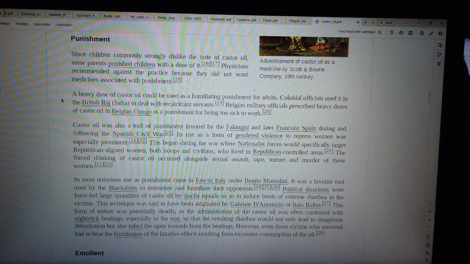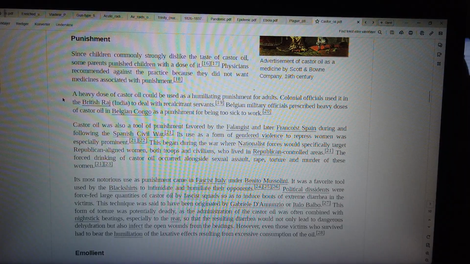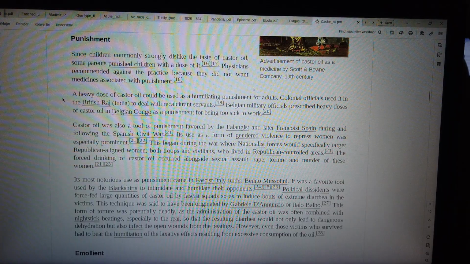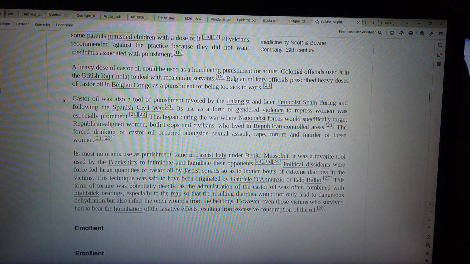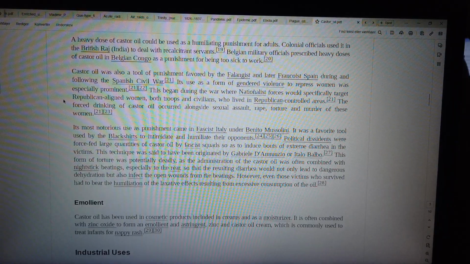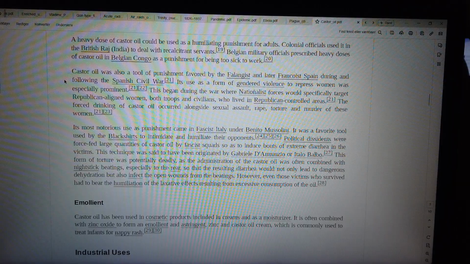Belgian military officials prescribed heavy doses of castor oil in the Belgian Congo as a punishment for being too sick to work. Castor oil was also a tool of punishment favored by the Falangist and later Francoist Spain during and following the Spanish Civil War. Its use as a form of gendered violence to repress women was especially prominent.